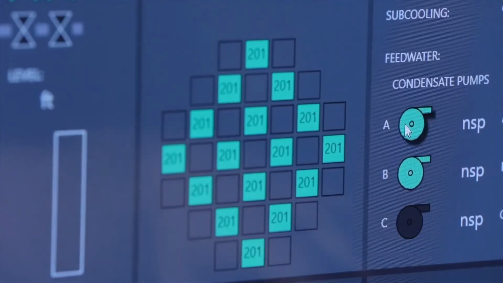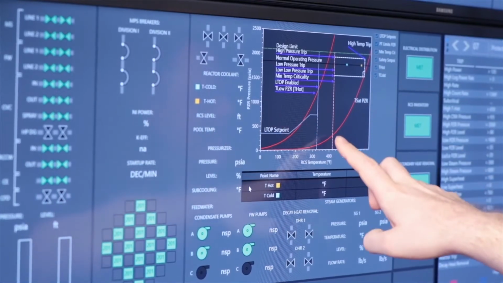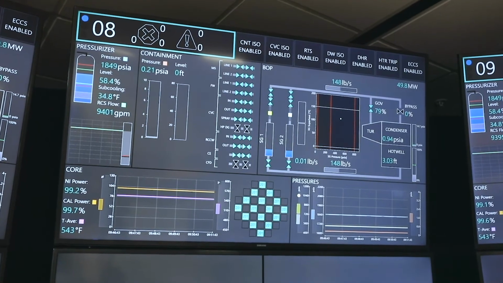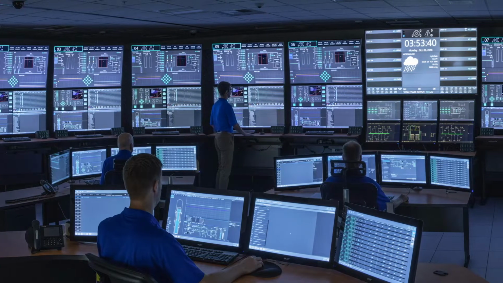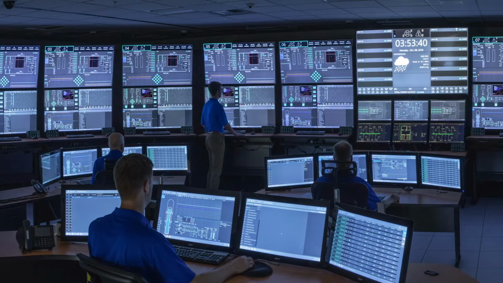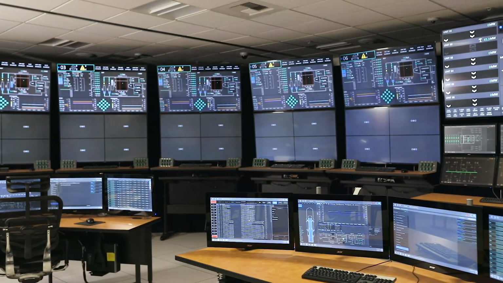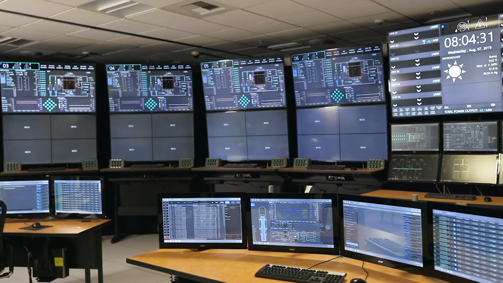The simulator was constructed to model the all-digital NuScale power plant control room. Software models provide high-fidelity, full-scope, real-time simulation of each of the 12 reactor cores, the thermal hydraulics associated with each of the 12 units, and the power plant's electrical system. It provides the indications, alarms, controls, procedures, and automations to safely and reliably control a NuScale plant during a variety of normal and off-normal events.